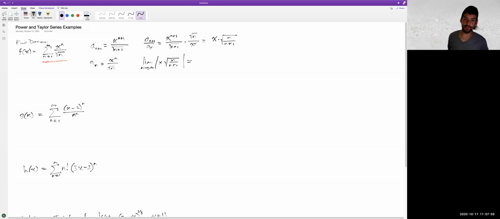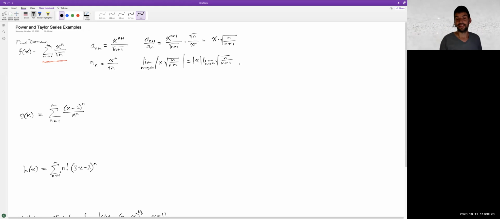As far as this limit's concerned, x is some value. We put in a value for x. n is the thing that's changing. So x is a constant as far as this limit's concerned. So I can pull out the absolute value of x. There should be absolute values around this, but since n is positive, we're taking the positive square root.